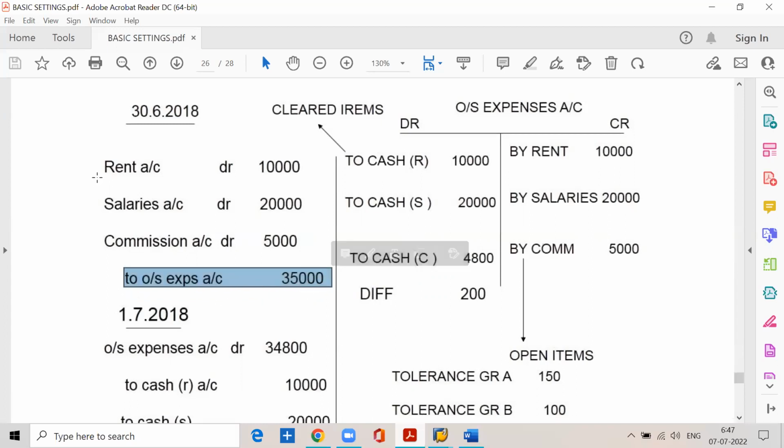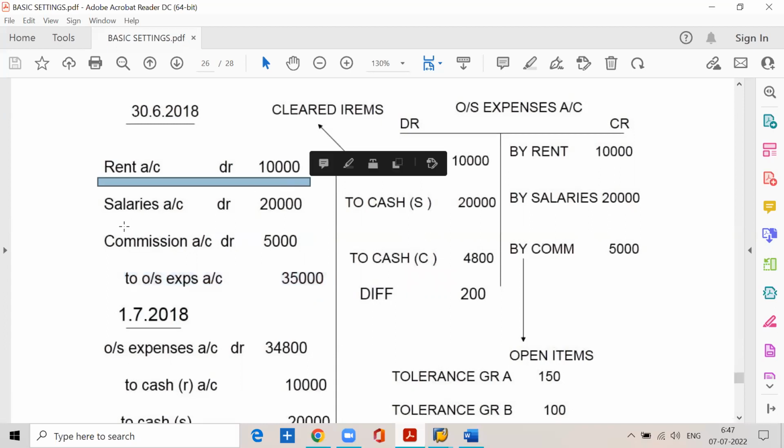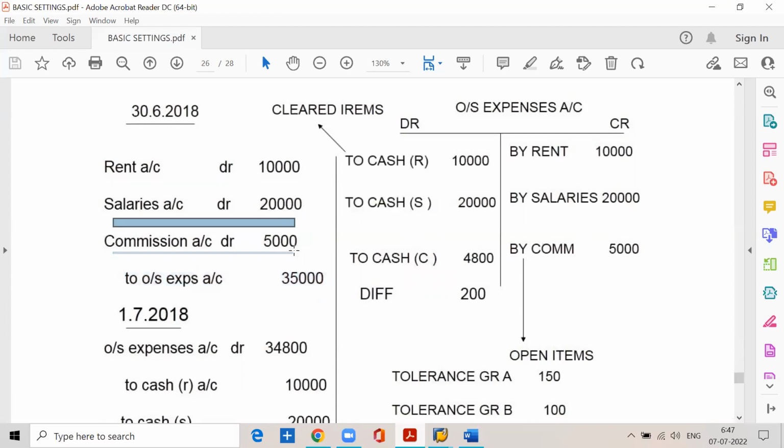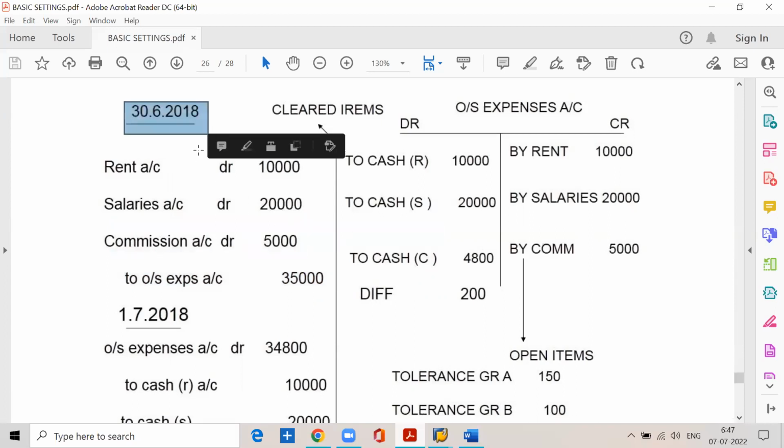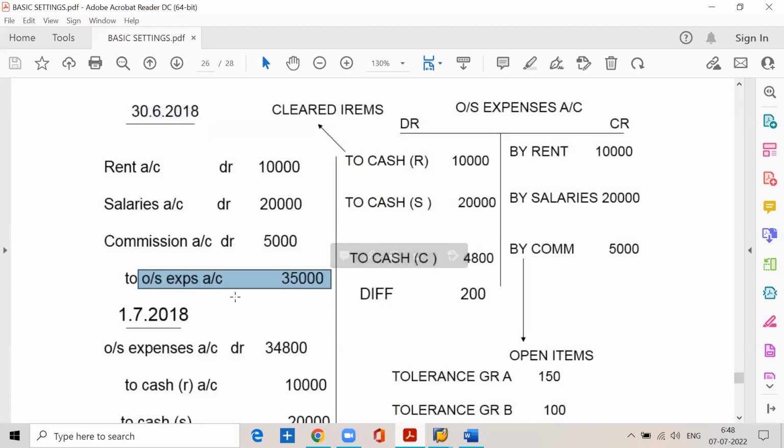Now, by virtue of this entry, your rent account, salaries account, and commission accounts are updated as on 30th June 2018 only. Then your P&L account and balance sheet will display the correct picture of the profit. But did you pay these expenses? No. So this outstanding expense account is shown as a liability on the liability side of the balance sheet.